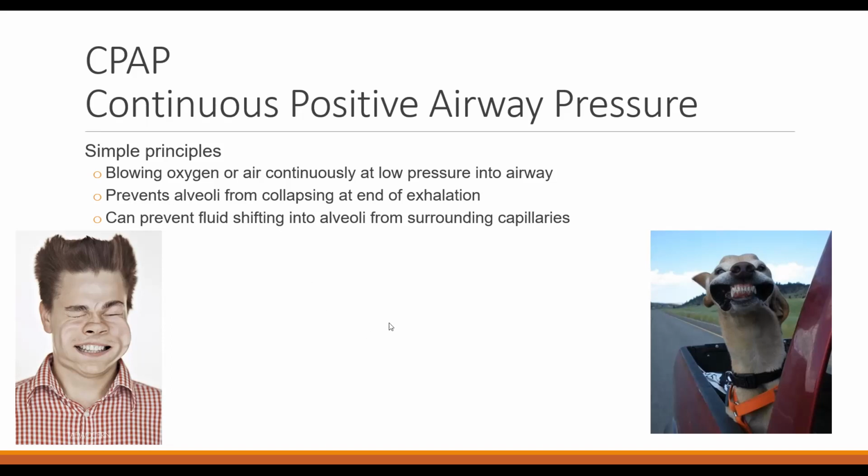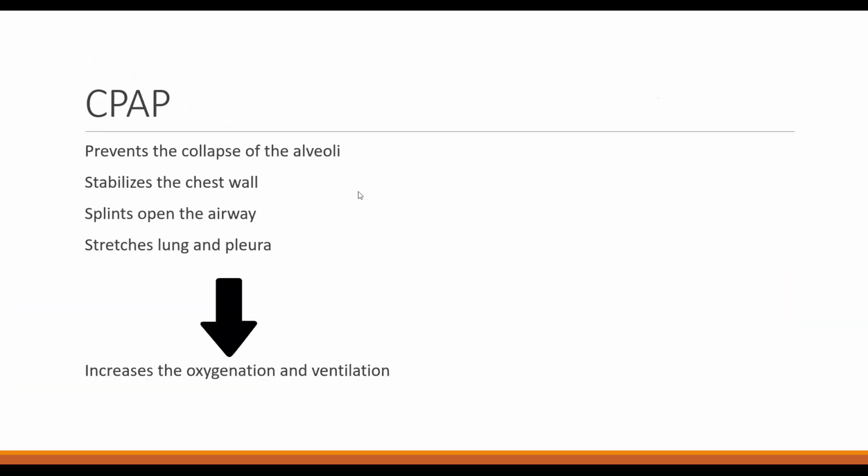Basically, it helps prevent the alveoli from collapsing. It keeps those balloons inflated for as long as you have the CPAP on. It prevents the collapse of the alveoli. It stabilizes the chest wall, so it has that expansion of the chest. It splints the airway open, so it has that positive pressure, that continuous pressure to keep that airway open. And it stretches the lung and pleura to be able to get more oxygenation in.